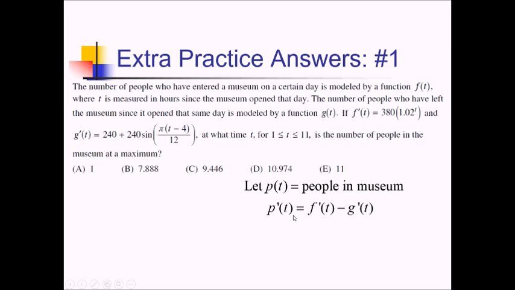There's a few ways you could figure out when the number of people in the museum is at a maximum. Since they gave us a closed interval, we could use the candidates test. But before we do that, we should see how many critical values there are, just to see if we can do this with just the lonely critical value theorem. So let's go ahead and graph this out on our calculator.